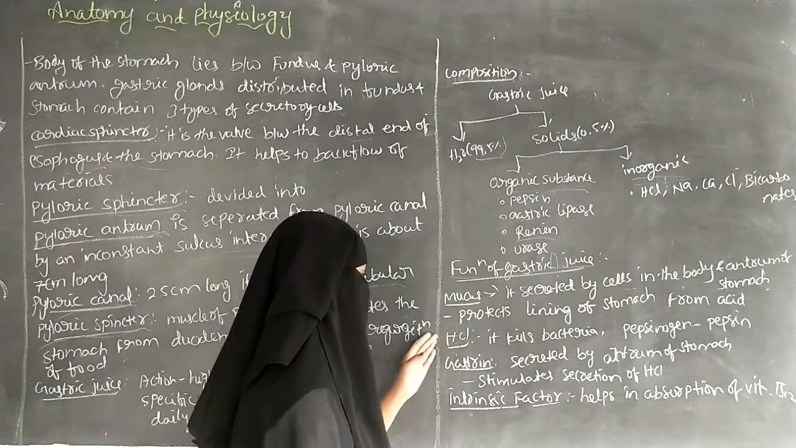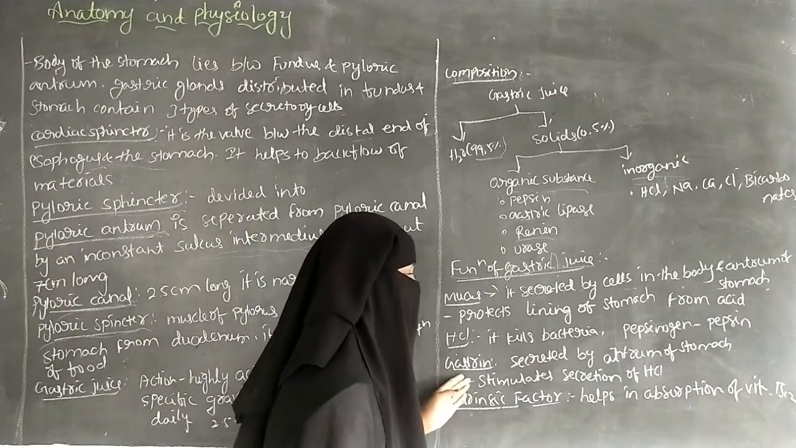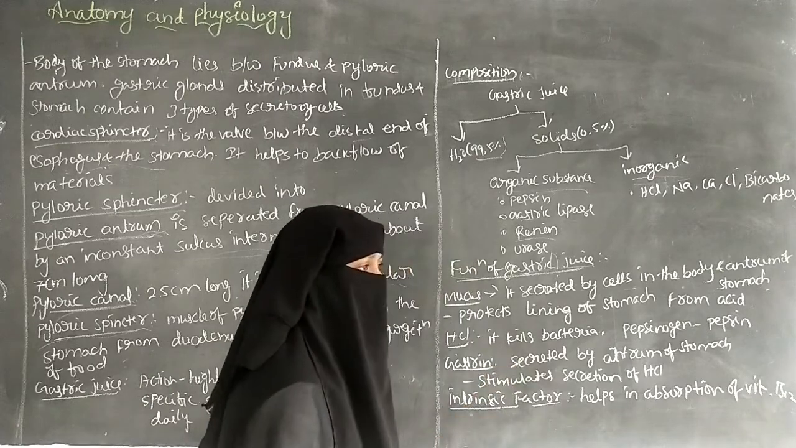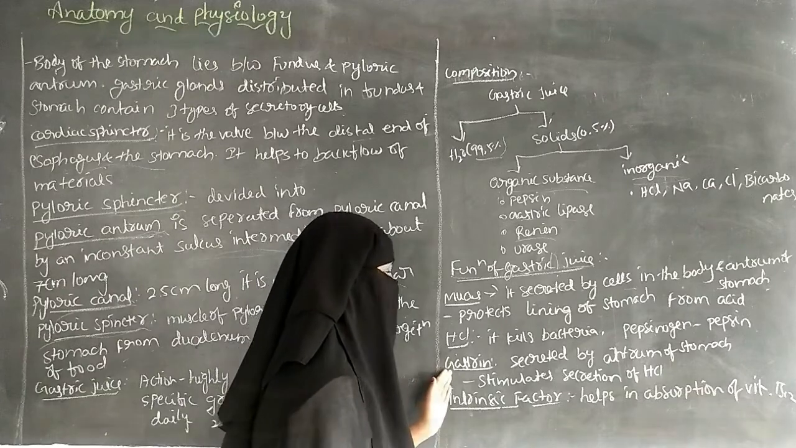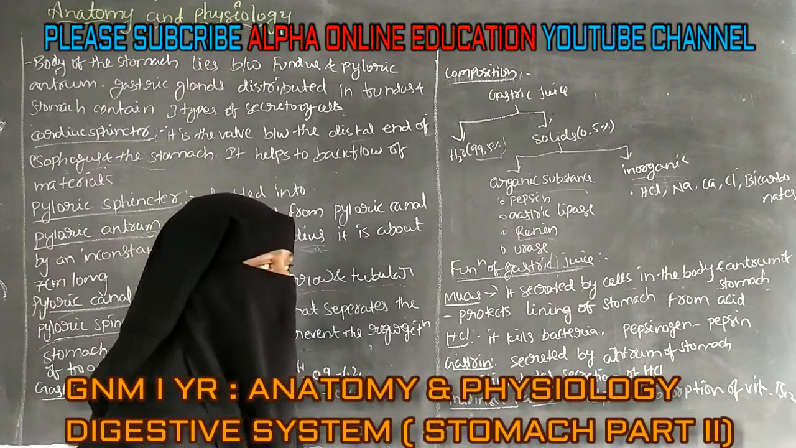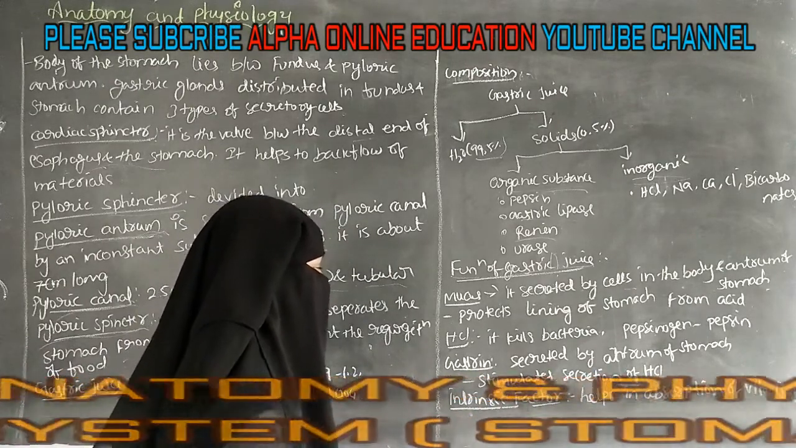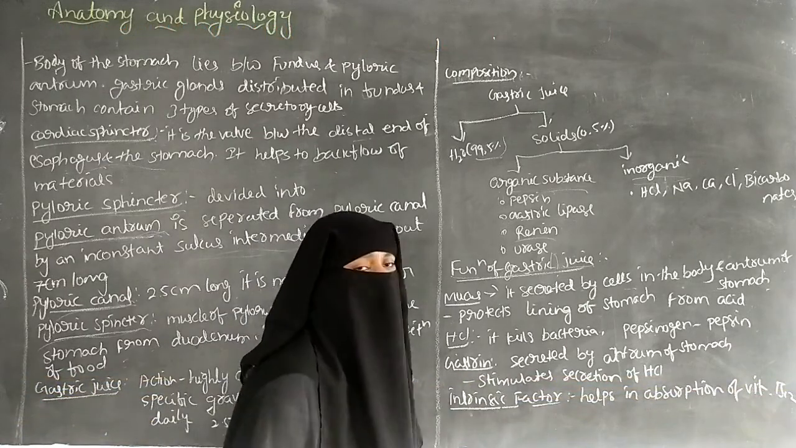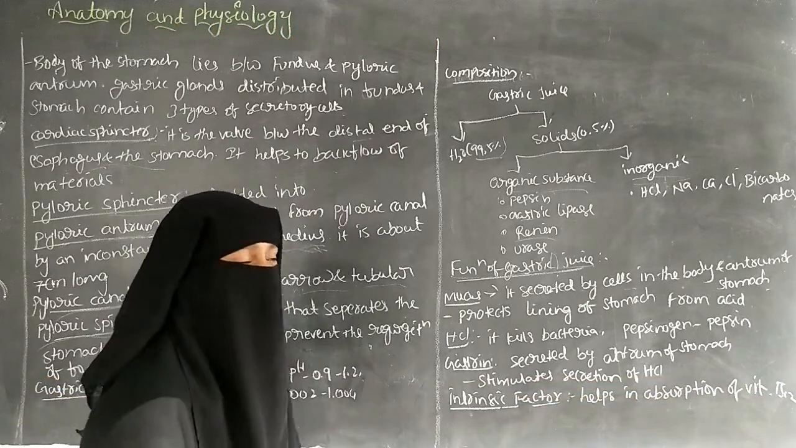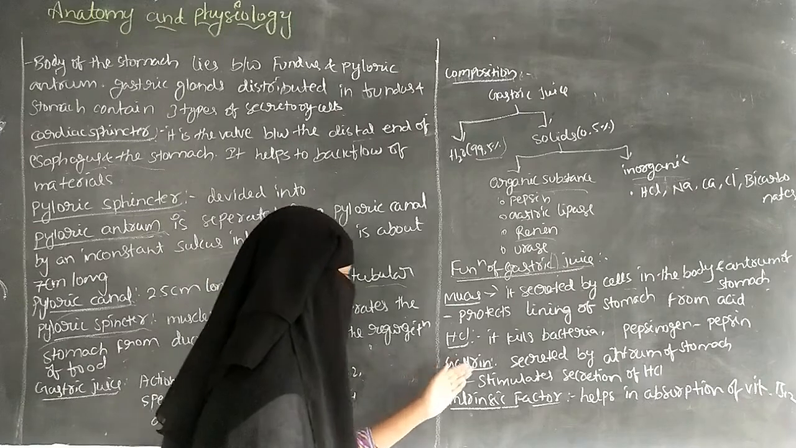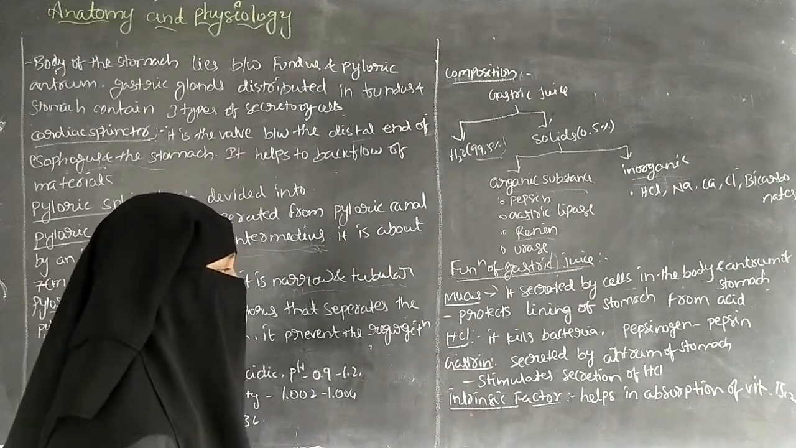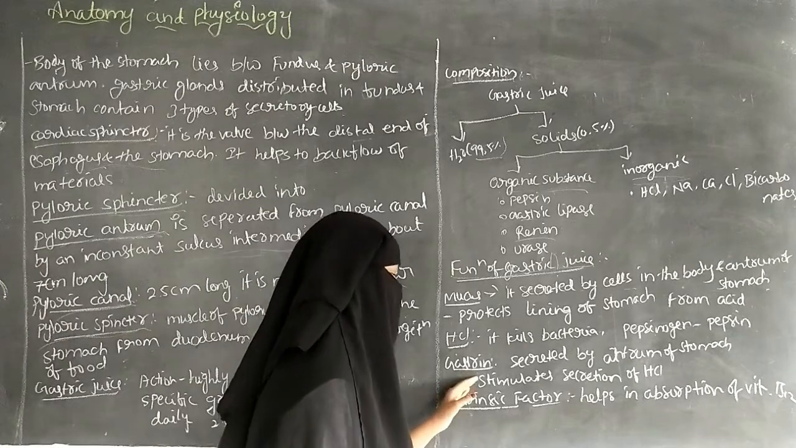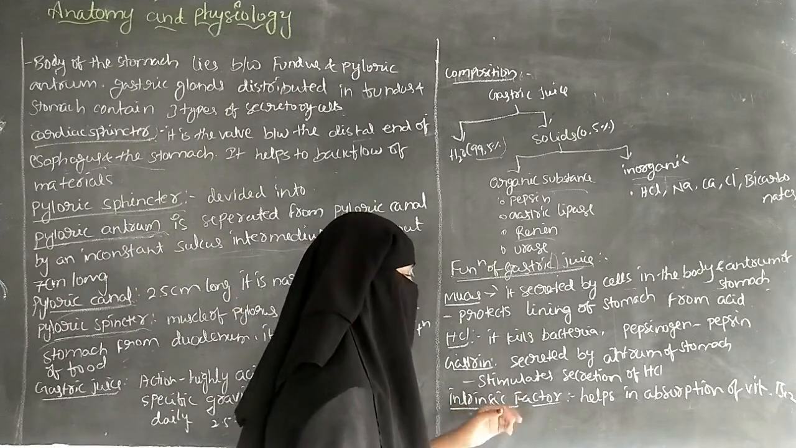The next one is gastrin. The gastrin is secreted by the antrum of the stomach, and it stimulates the secretion of HCl. And the next one is the intrinsic factor.